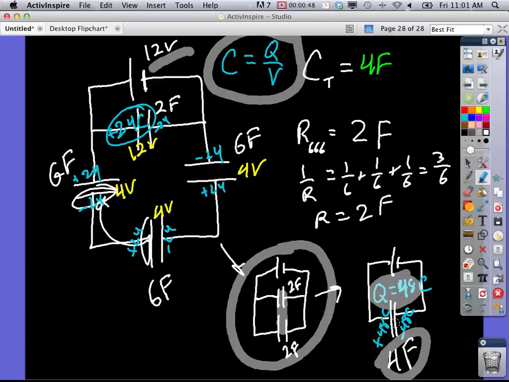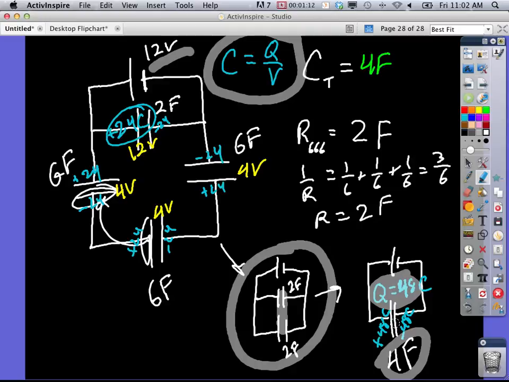Now, rather than start the hard way and try to do a proportion, I should just look at this and say, wait a minute, what's the voltage here? I know the voltage, I know the capacitance. So I will just use Q = CV. That's how I multiplied this and got 24 coulombs there. And if there's 24 coulombs on this plate, there must be 24 coulombs on that plate. So then I put the 24 coulombs there.